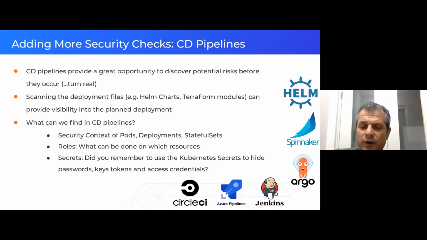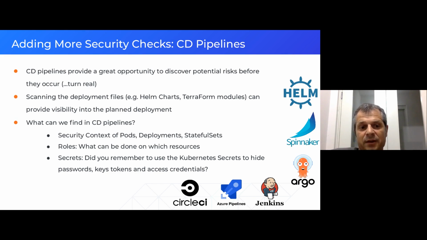We probably want to add more context. We want to not just scan the image itself and verify it, but also see how we plan to deploy it, where we plan to deploy it, what permissions we have. And the continuous delivery pipelines are a critical component in our journey for a secured environment. Why is it critical? Because it's a great opportunity to discover potential risks before they occur, right?